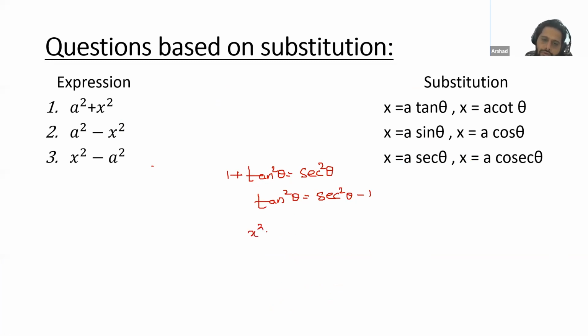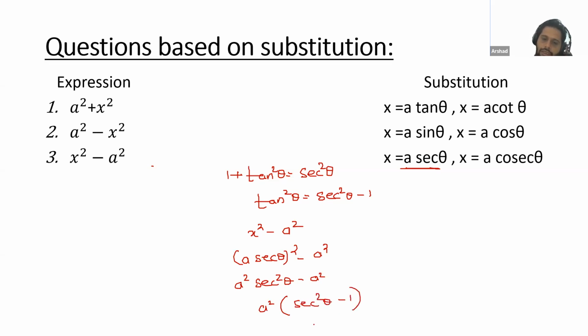Now check this expression. You have x square minus a square. In place of x, if you put the value a sec theta, then what do you get? A sec theta whole square minus a square. So this will become a square sec square theta minus a square. Take out a square common, so you will get sec square theta minus 1, and in place of sec square theta minus 1, you can put the value tan square theta. I hope this is clear to you.